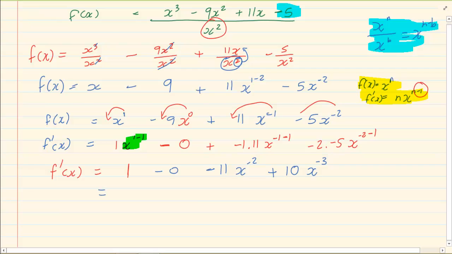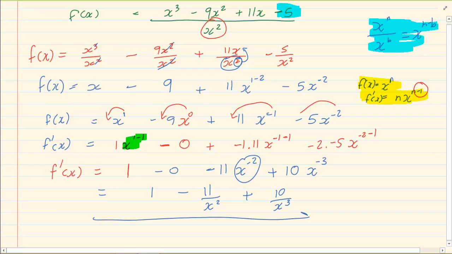If you want to write it neater, okay, then we have 1 minus 11 over x squared. Now why am I saying x squared? Because I am now bringing this down. Plus 10 over x cubed, giving us our final answer.